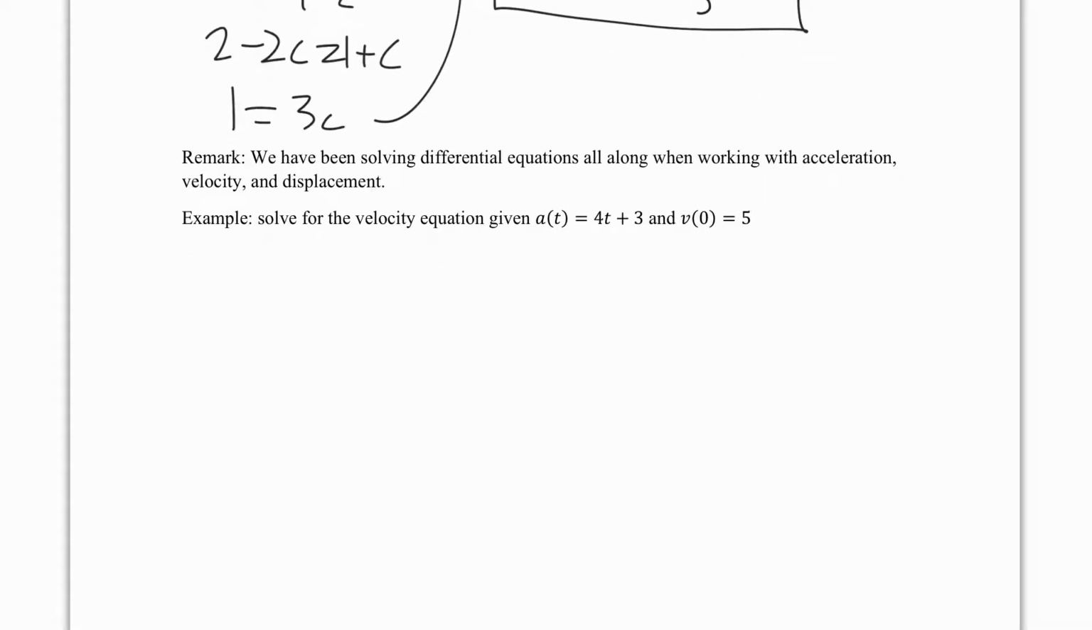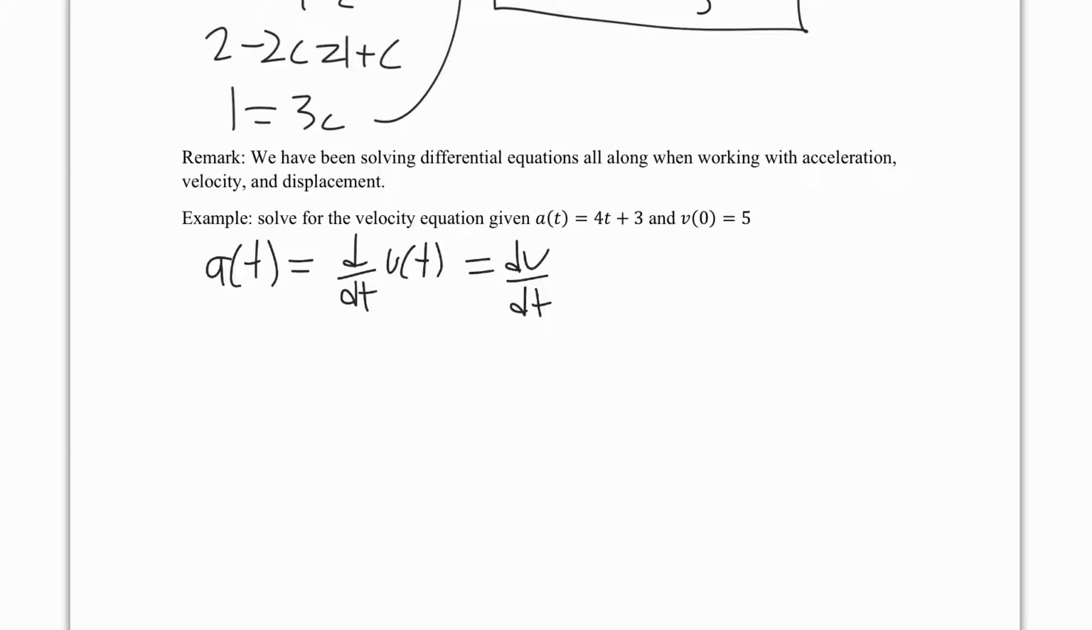So as a remark, we've been solving differential equations all along when we've been working with acceleration, velocity, and displacement. And so actually, the questions we were working on last time, the application questions, are technically differential equations. So let's solve the velocity equation given acceleration is equal to 4t plus 3. Well, remember, acceleration is the derivative of velocity, or we could write this as dv dt.